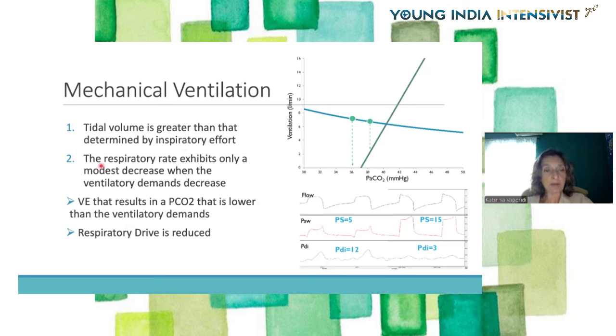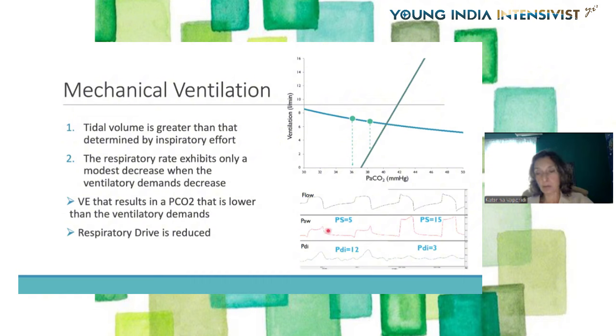Since I hope I just convinced you that the respiratory rate only modestly decreases when the ventilatory demands decrease, what we can achieve with mechanical ventilation is a level of PCO2 that is below this crossing point. And when we do that, the effort, the respiratory drive decreases, probably corresponding to the drive that would be required if we could meet the CO2 slope here. We can even go below the apneic threshold and create periodic breathing in patients. And this has been shown also in healthy subjects.